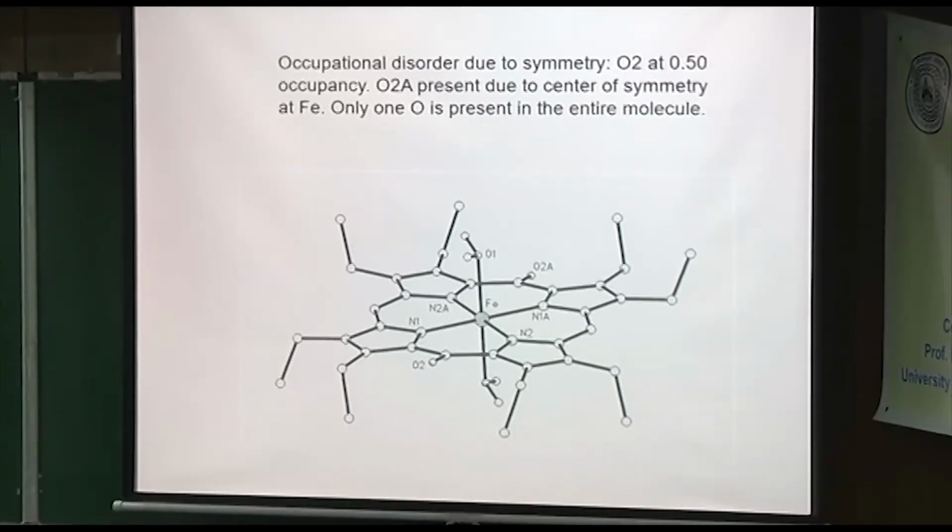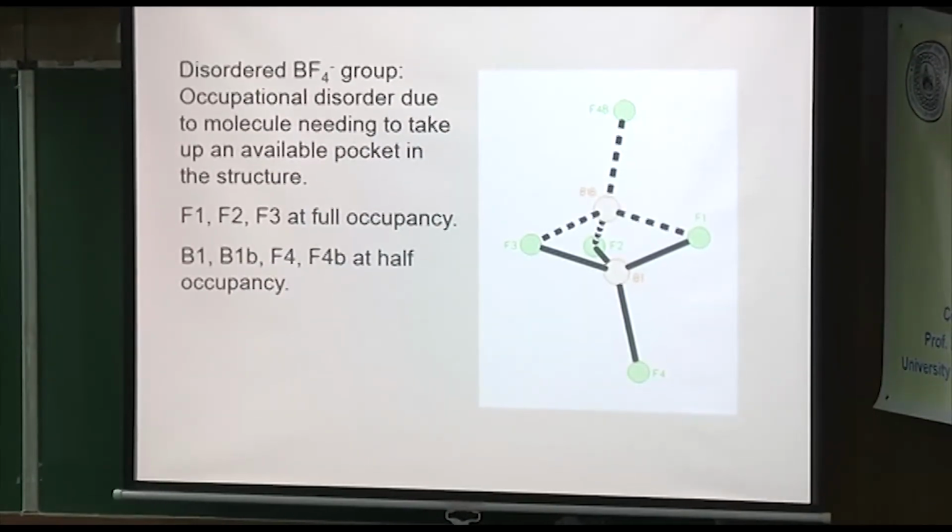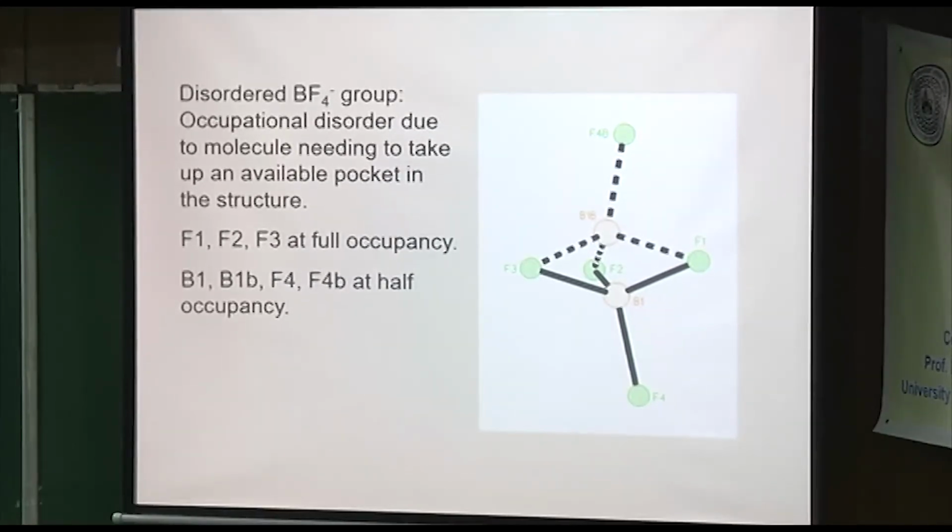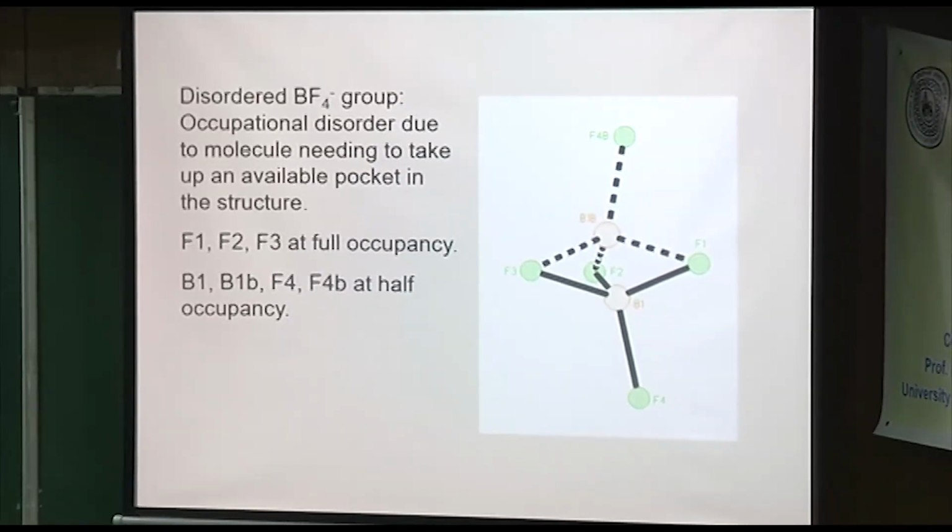Here's another common one, though. A BF4 group. You can see it sort of inverts through itself to form a second BF4 group, and the common atoms are the ones I've labeled F1, F2, and F3. Those are all at full occupancy, but the other ones are at half occupancy, the F4 and F4b and B1b. Why does nature do that?